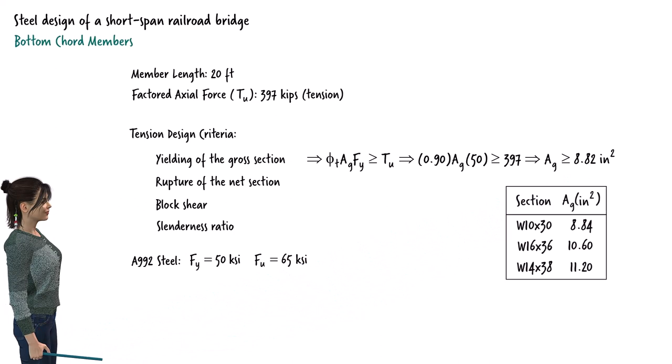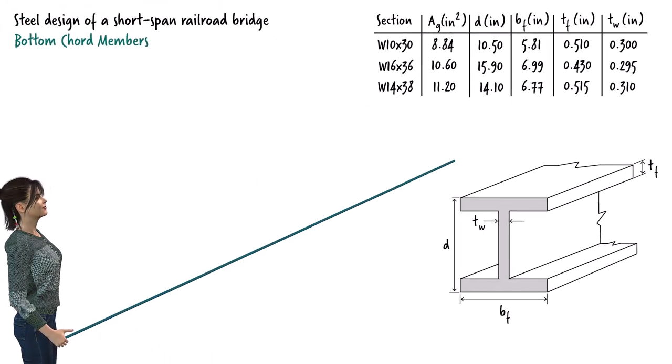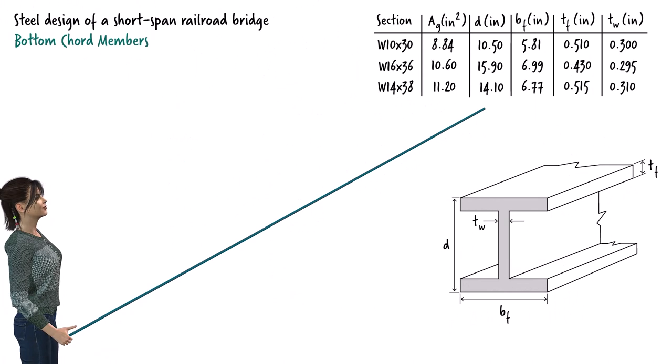Here are three candidate W sections. All three sections satisfy the yielding of the gross area condition. Let's see if they also satisfy the other criteria. Here are the key dimensions of the three selected sections.